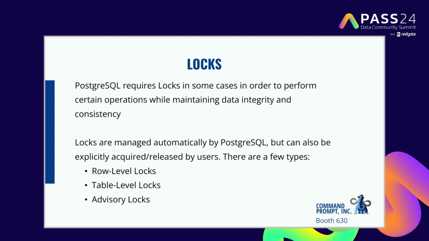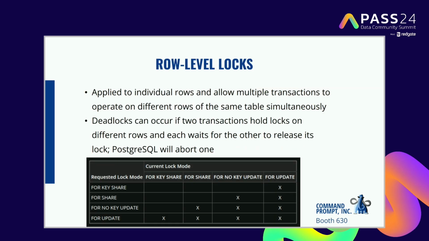All right, speaking of everywhere, let's talk about locks now. Postgres must use locks in order to perform certain operations while maintaining ACID compliance, so making sure your data has integrity and consistency. These are managed automatically by Postgres, but you can also acquire and release locks manually. So we'll cover row-level locks, table-level locks, and advisory locks real quick.